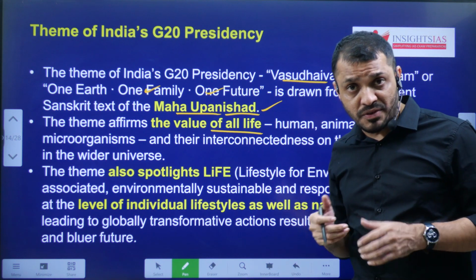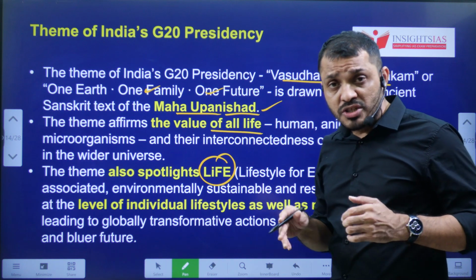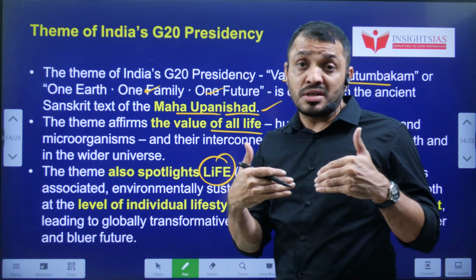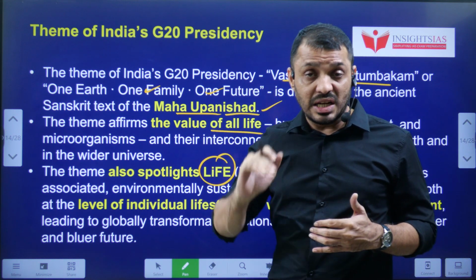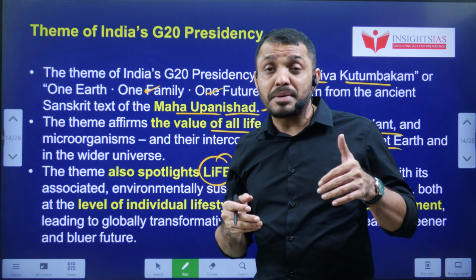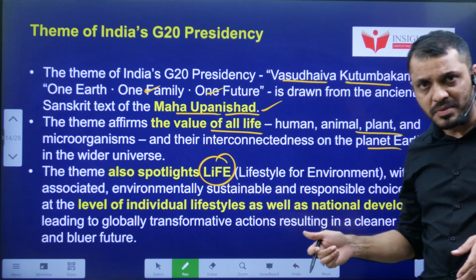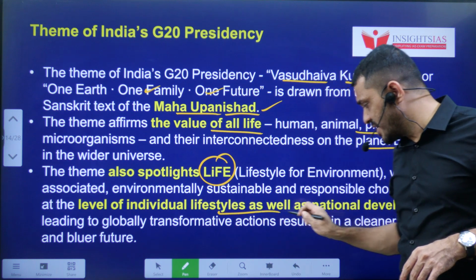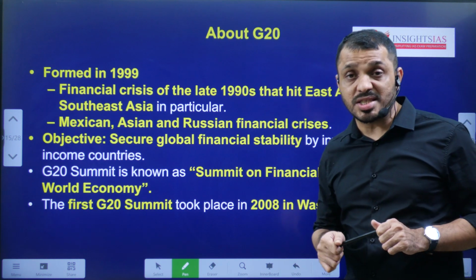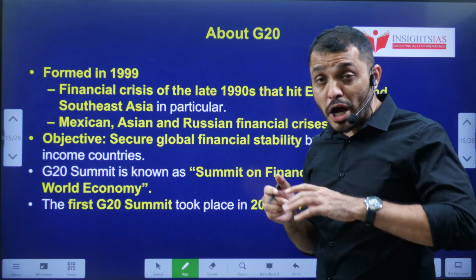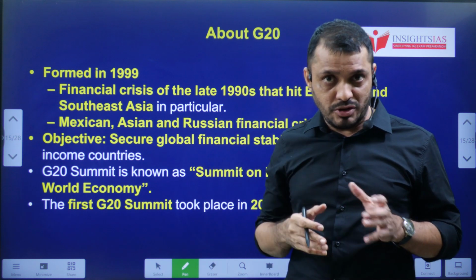This year's theme also focuses on the LiFE approach. LiFE is about changing individual habits, from the individual level to the community level, so that we can practice more sustainable ways. So that is the LiFE program. The LiFE program starts at the individual level and grows towards the nation level to achieve sustainable development. Up to this, these are the developments related to the current G20 meeting.